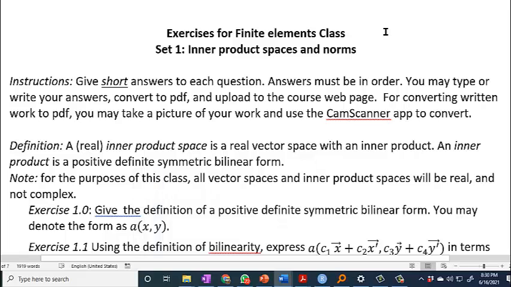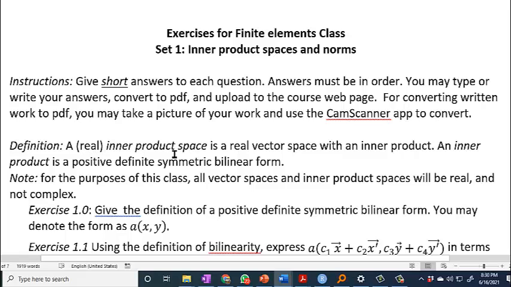Alright, so let's look at this sheet and these questions. Please notice that I have revised this sheet from the first sheet that I handed out. You will need the revised sheet. I will share it on the Canvas webpage as well as on the WhatsApp group.